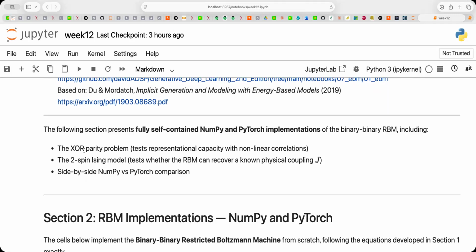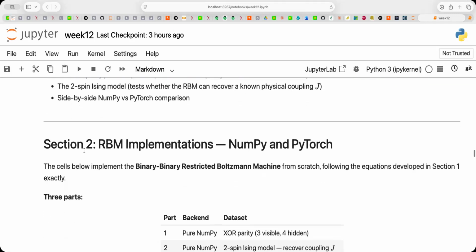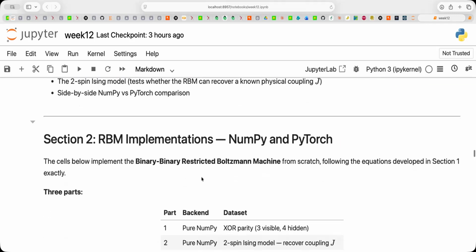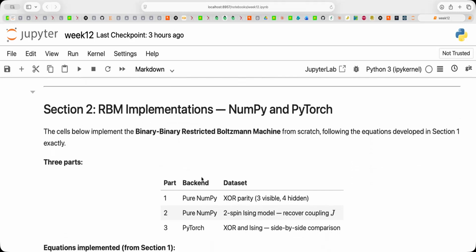And then, if you now look at the Boltzmann machine, the first one is actually the binary restricted Boltzmann machine. And what I've done here is actually to encode exactly what we put in the lectures, okay?